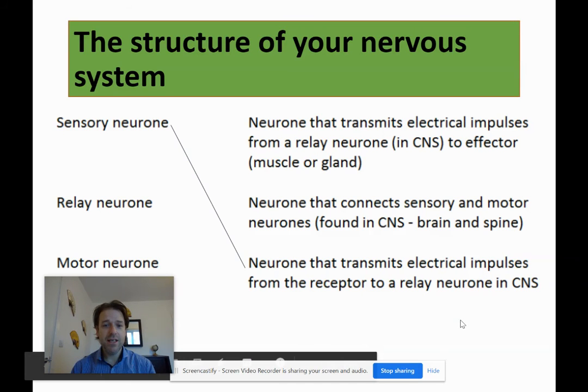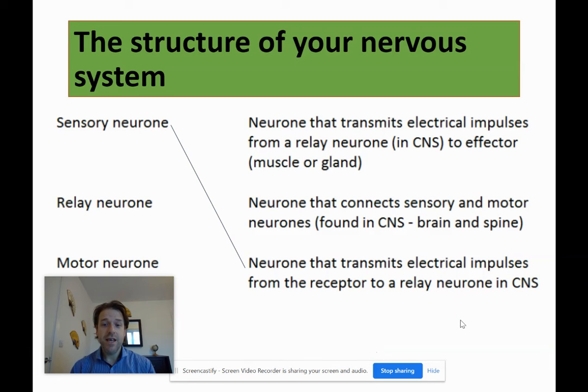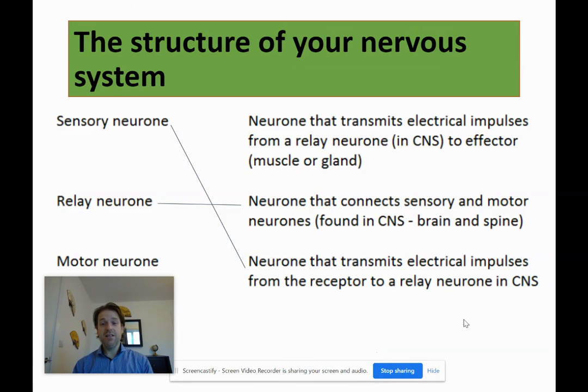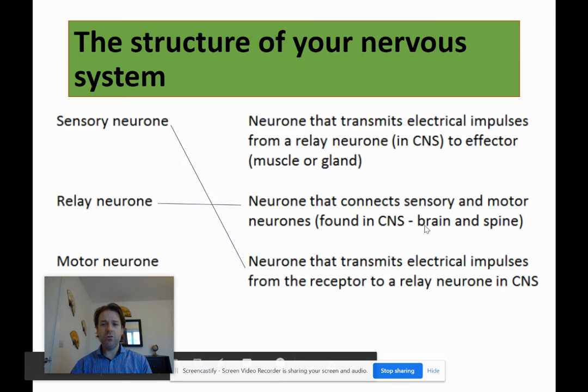What we're going to do now is see that our sensory neurons take impulses from our receptor and take them in towards the central nervous system, usually to the spinal cord. Our relay neurons are neurons that connect sensory and motor neurons. So they are in between. They're found in between your sensory neuron, which leads into your central nervous system, and then your motor neuron, which comes out. And your brain and your spinal cord are mainly made up of relay neurons. They have lots and lots of nerve endings. They make lots and lots of connections.